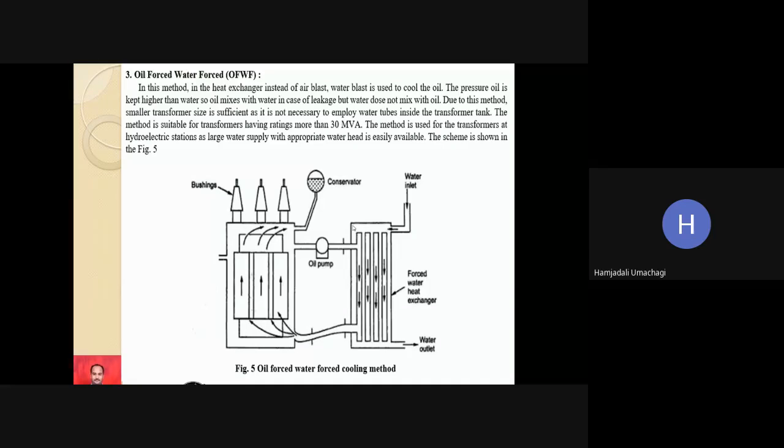If a generator is used for producing the power, and if you are using some transformers there for transmitting the power, then those transformers have a sufficient amount of water available for power generation purpose. So for cooling the transformer, we can use this kind of method for hydroelectric stations, as a large amount of water supply with water head is available. The scheme is as shown in figure 5. This is the oil forced, water forced method. Is it clear, all of you?